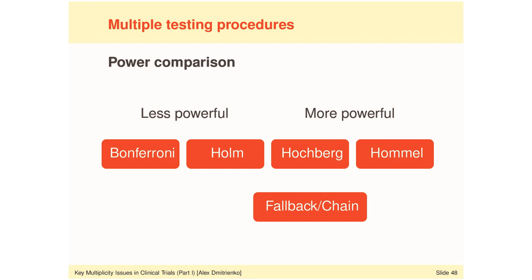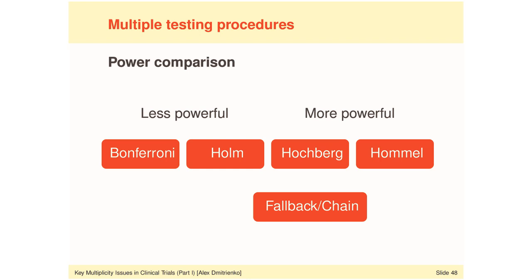First of all, we can see here 4 procedures at the top that are arranged in the order of increasing power. The Bonferroni procedure is on the left-hand side. It is uniformly less powerful than the other 3 procedures. And the Hommel procedure is placed at the right-hand side because it is uniformly more powerful than the other 3 procedures. And now I'm going to add the fallback and chain procedures in a separate box at the bottom of this diagram. And this box shows that the fallback/chain procedures are clearly better than the basic Bonferroni procedure.